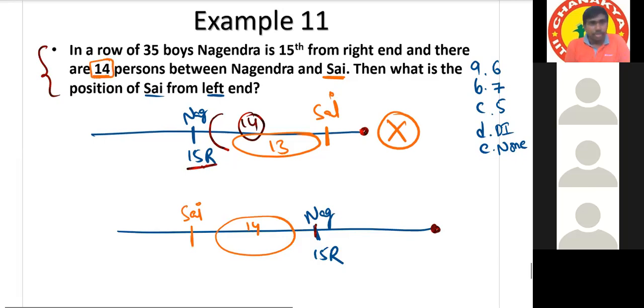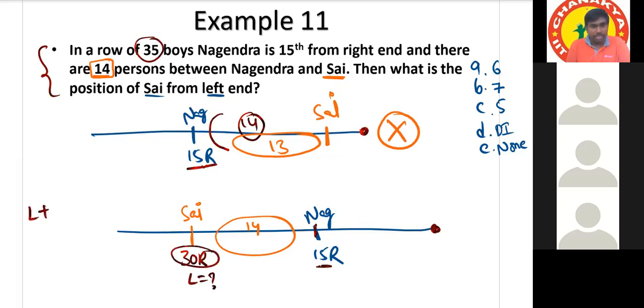See, what is the position of Nagendra from right end? Sir, 15. From Nagendra, what is the position of Sai? Between them there are 14, means he is the 15th person from Nagendra, but Nagendra is already 15th from right end. Now can I say Sai is 13 from right end? Yes, sir. So he'll be 5th from left. But he is asking from left end. Here we know the total number of persons and the right position, so we can find the left position.